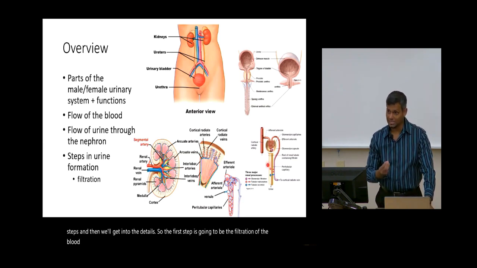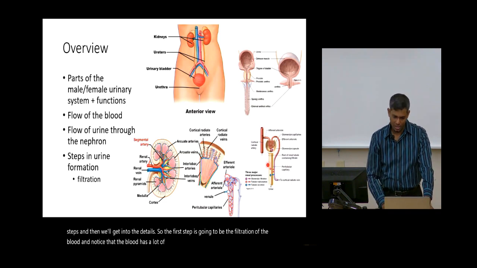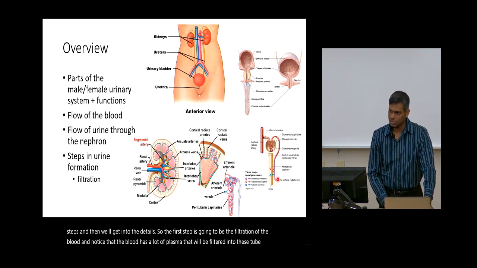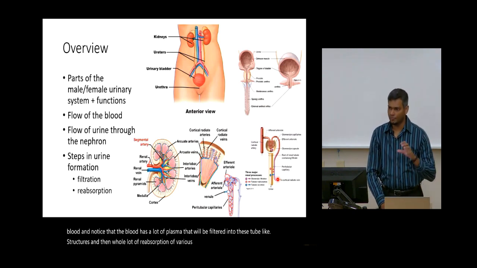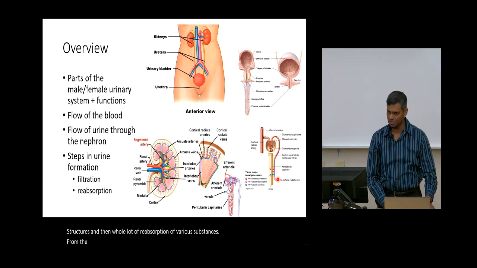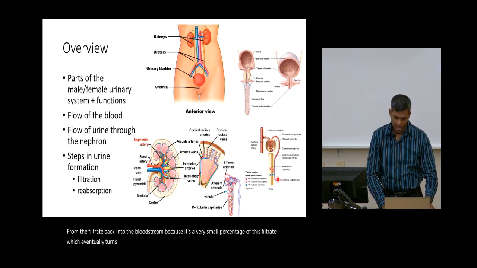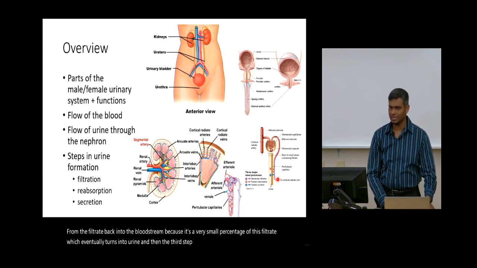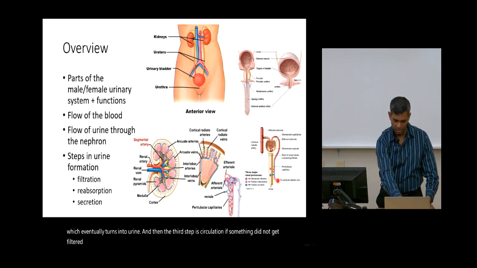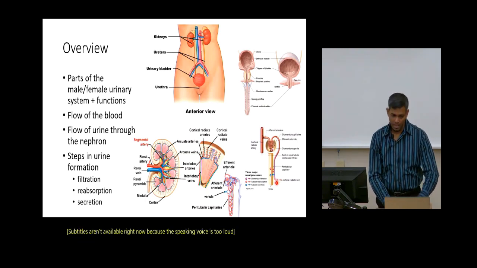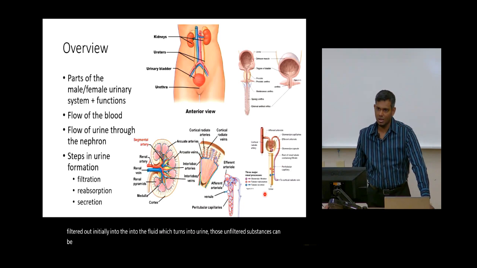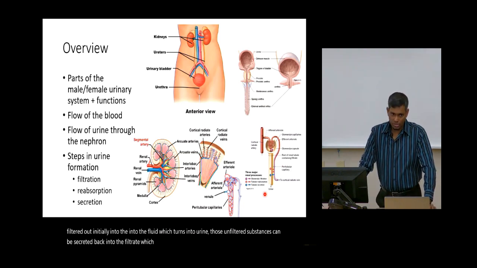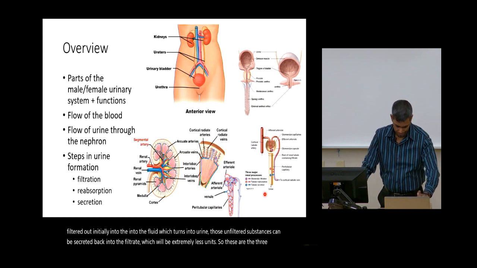And notice that the blood has a lot of plasma that will be filtered into these tube-like structures, and then there will be a whole lot of reabsorption of various substances from the filtrate back into the bloodstream, because it's a very small percentage of this filtrate which eventually turns into urine. And then the third step is secretion. If something did not get filtered out initially into the fluid which turns into urine, those unfiltered substances can be secreted back into the filtrate, which will be excreted as urine. So these are the 3 steps in urine formation.